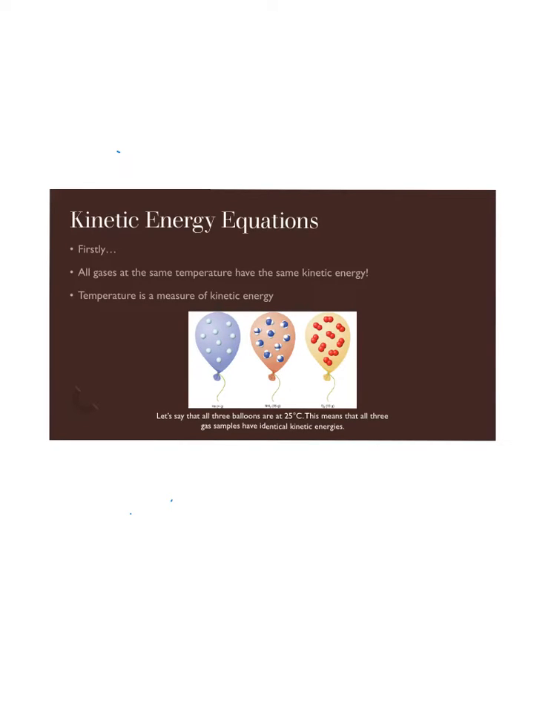The next thing we have to take a look at is finding average kinetic energy. We've said before that temperature is a measure of average kinetic energy. So at any given temperature, let's say 25 degrees, all three samples of gases in these different balloons are going to have the same average kinetic energy. But the picture is supposed to show that they might also have different masses, and if they have different masses, they're going to have different velocities. The equation we're going to look at helps you solve for velocity.